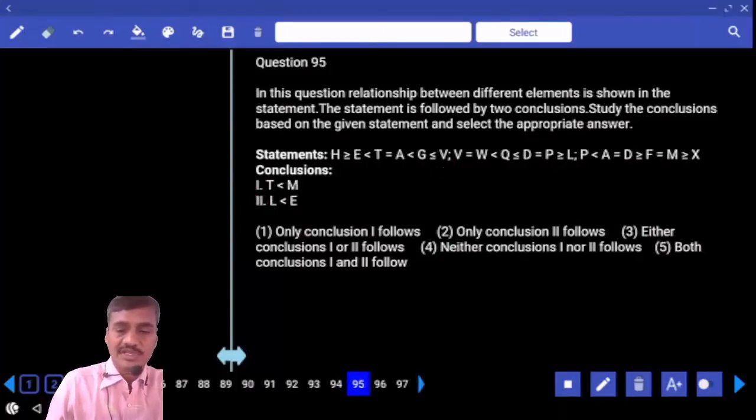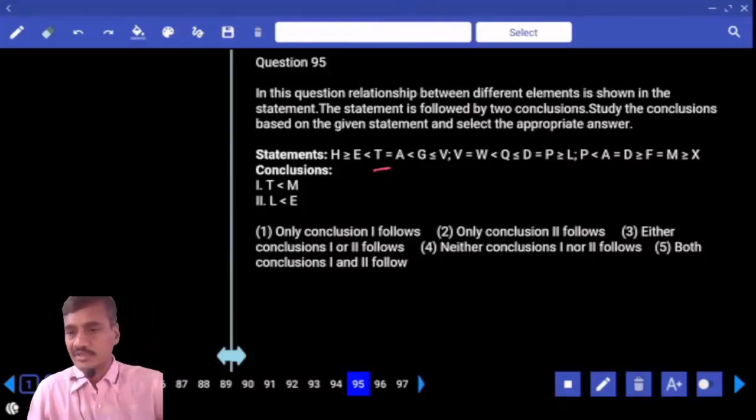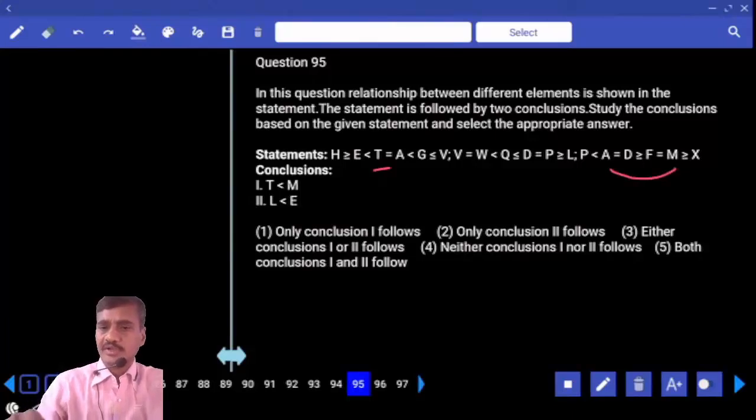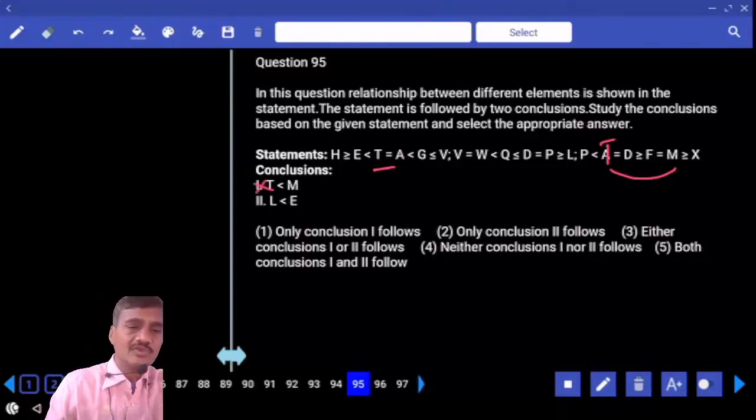Then coming to this 95. Now in this 95, the relation between T and M. T is here, M is here. And T lesser than M is asked. But which element is common? T, A, G, V. A, now A to M. Now T to A, T equals to A, so take T in the place of A. Now between T and M, what is the value we have? T greater than or equals to M. Lesser than M is definitely false.